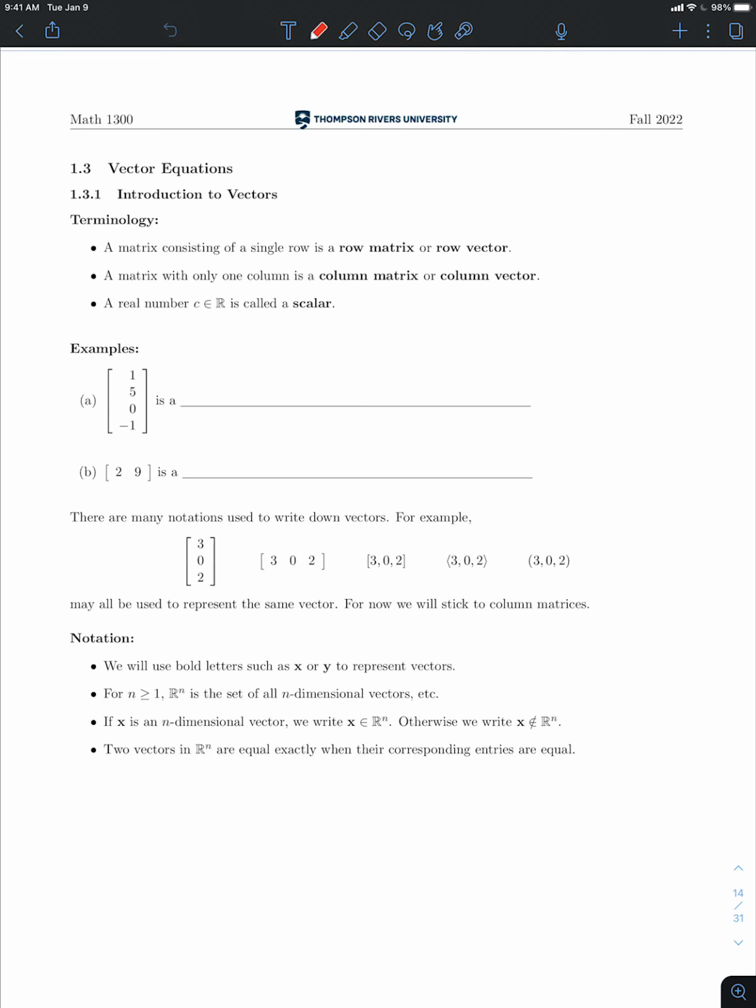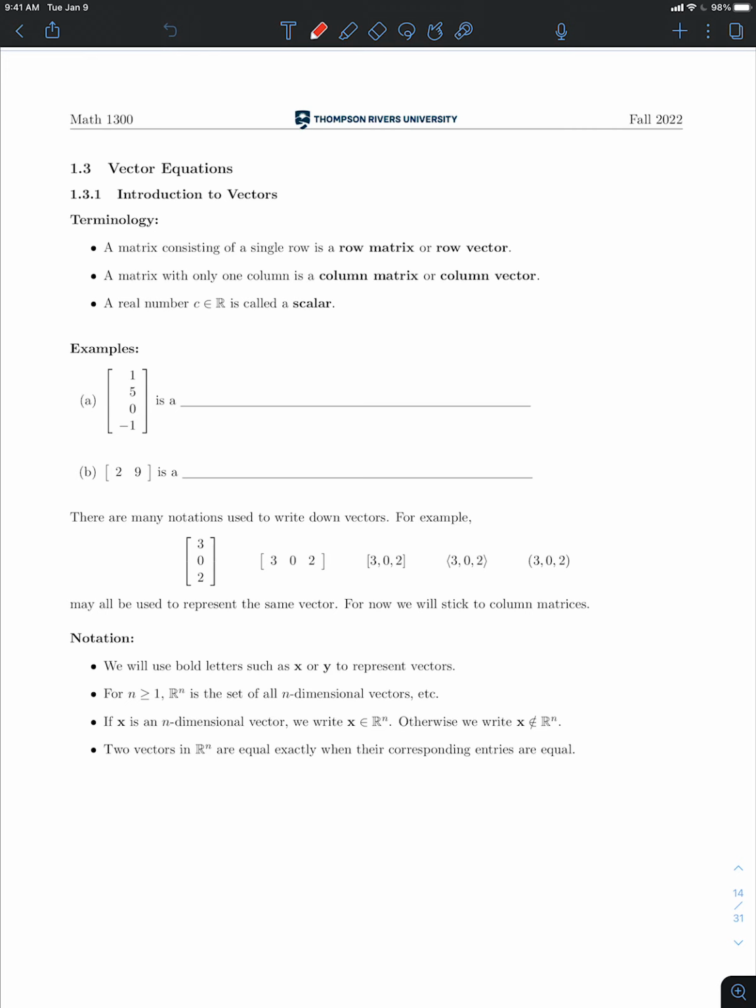So the next section is devoted to vector equations. Now you might be able to guess what they are already. A vector equation is simply an equation where the left and right hand sides are vectors. So what is a vector? That will be a natural place to start.